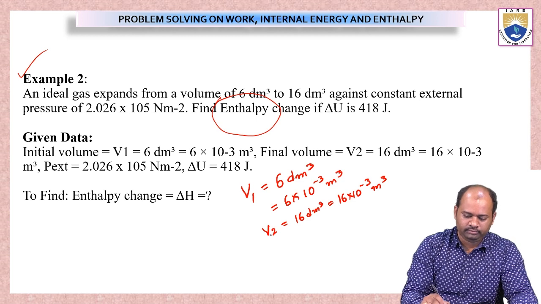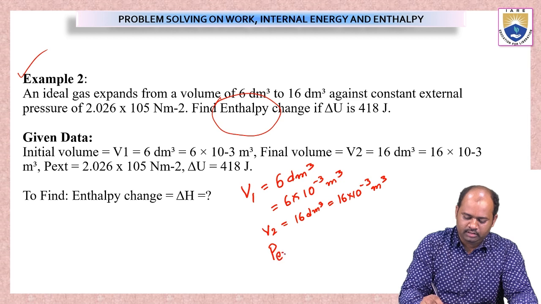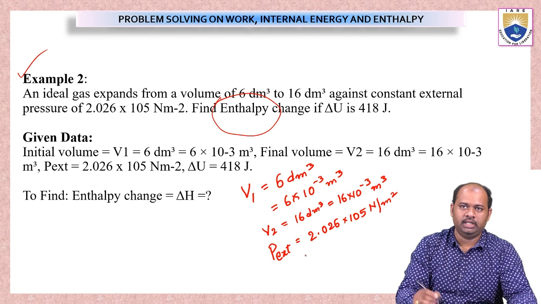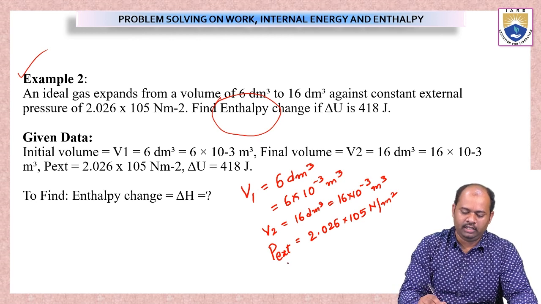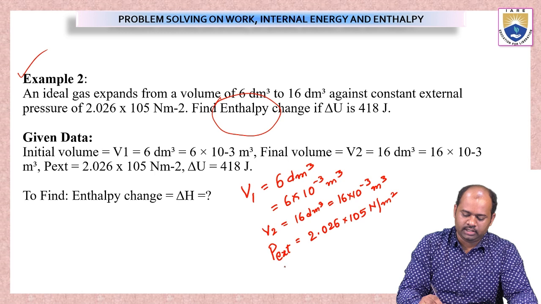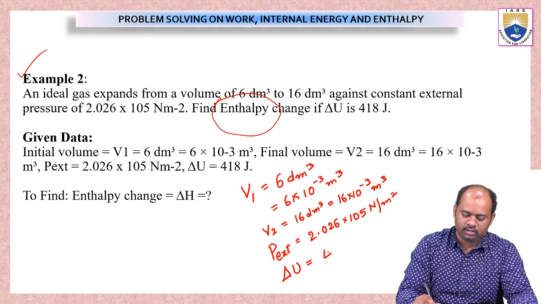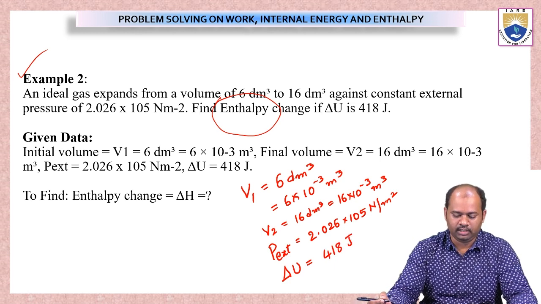And also there is an external pressure, which is represented with P suffix EXT. External pressure is 2.026 × 10^5 Newton per meter square. So this is the pressure that is being applied on the system. And then the change in internal energy, delta U, is also given in the question, which is 418 joules. So this is the given data.